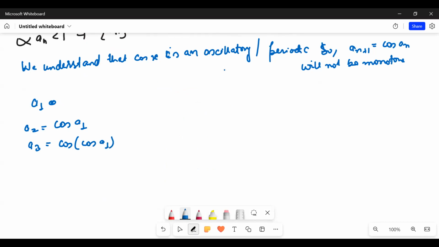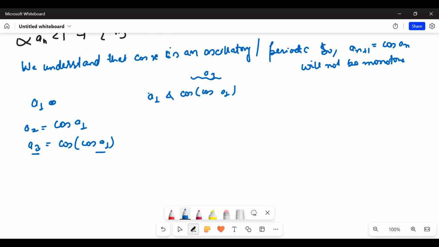And as I already told you, since the terms are not monotone, there is no point comparing an plus 1 and an. Rather, we should shift our attention towards the subsequences. So I'm going to compare A3 and A1. Comparing A3 and A1 means comparing A1 and cos of A1. So this is A3. So comparing A3 and A1 means comparing cos of A1 and A1. So what do you think the function should be?